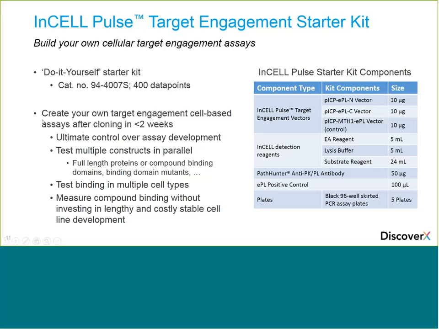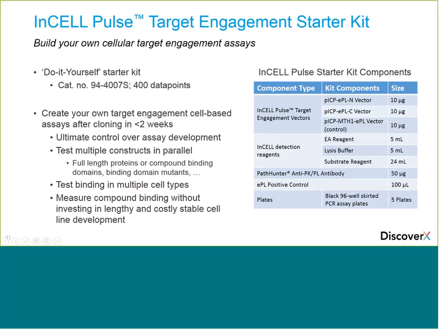And so when this works well, which is often the case, you can create your own user-defined target engagement assay after the cloning steps, of course, in less than 2 weeks. And you have ultimate control over assay development. What constructs do you use? What cell line do you use? And we've actually designed this in such a way that transient transfections work quite well. So there isn't the need to build a stable cell line before trying to develop one of these assays.